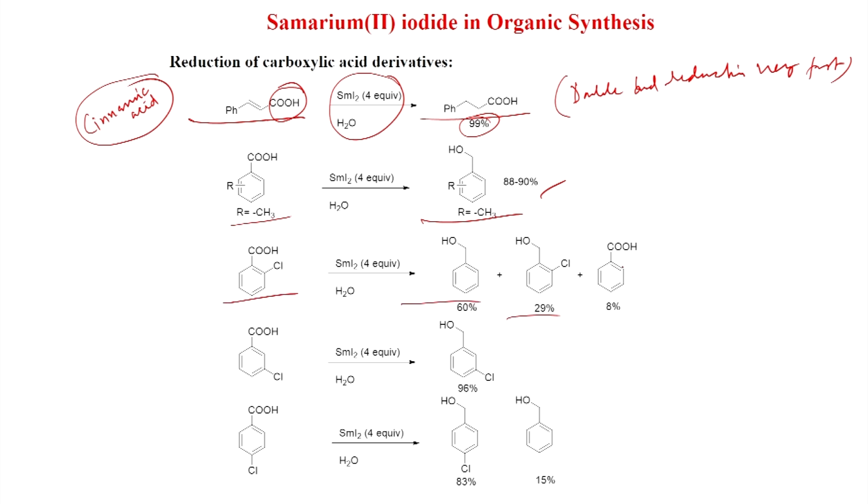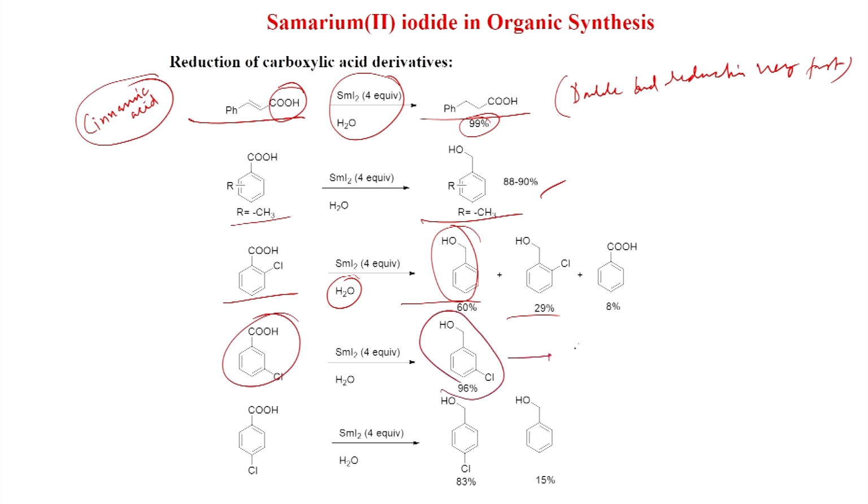Sometimes the chlorine group can be eliminated, like here, where you get this as the major product, because we know samarium iodide can also react with the aryl chloride under strong conditions. Because water is added, the reactivity increases. So, you can get the dechlorination also. Here, in the meta case, you do not get this.